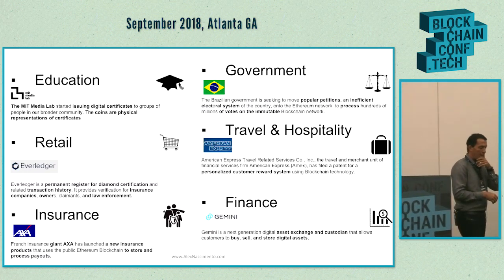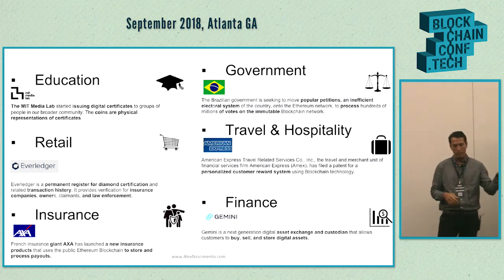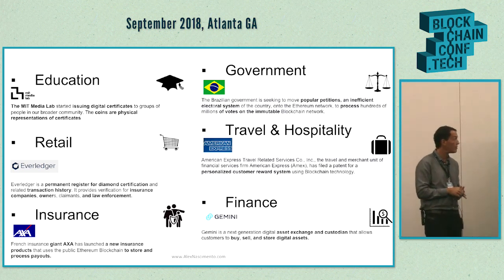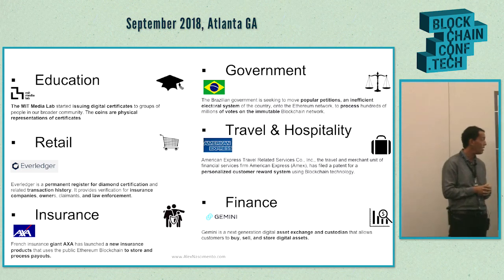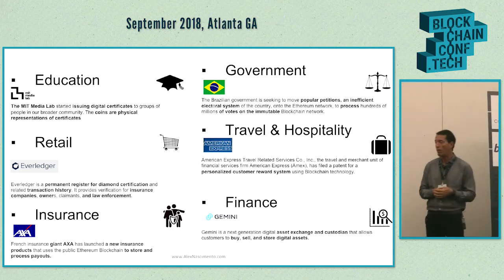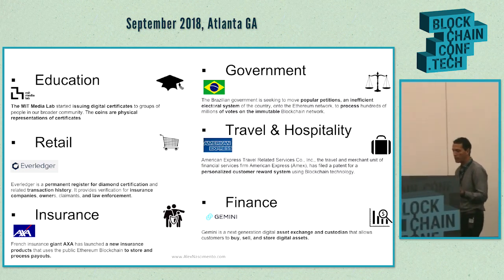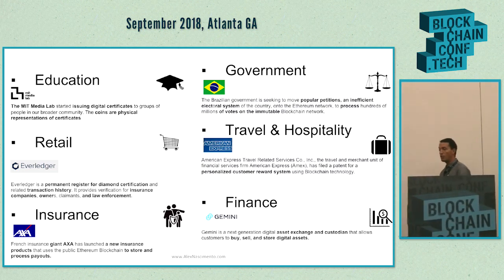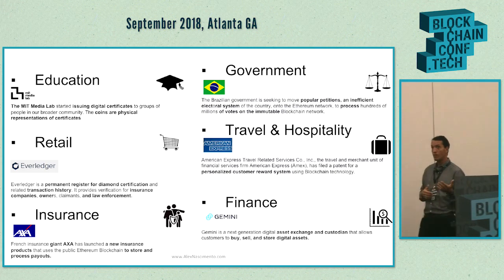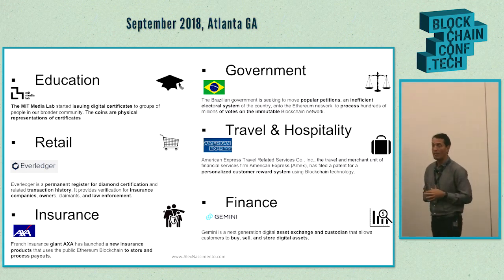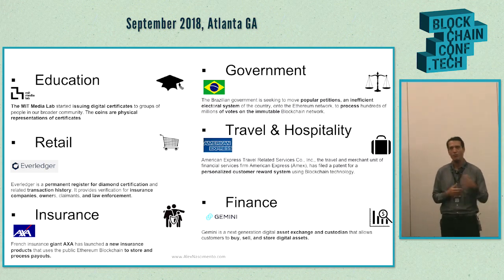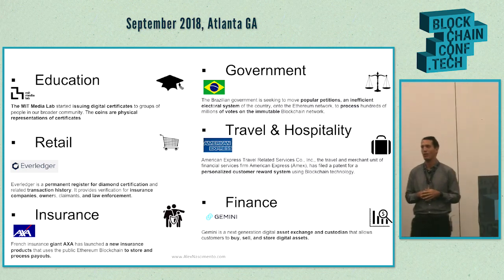We went over the MIT example with certificates and diplomas on the blockchain. Retail: Everledger is one that has been registering diamonds, right? You bought a diamond for your wife. How certain are you that that's a real diamond?